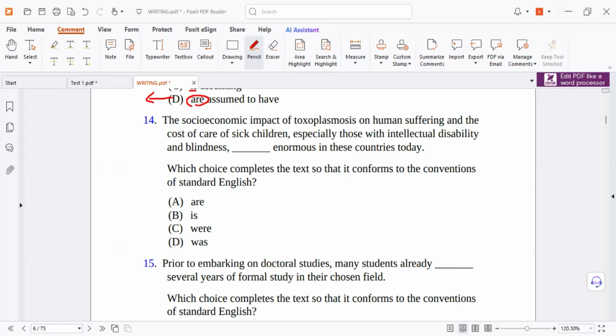Letter A. Oh, no, miss. Letter A, yes. We need to know why.